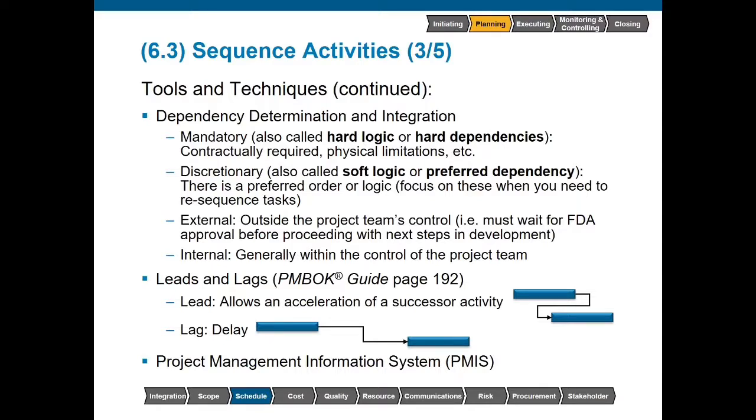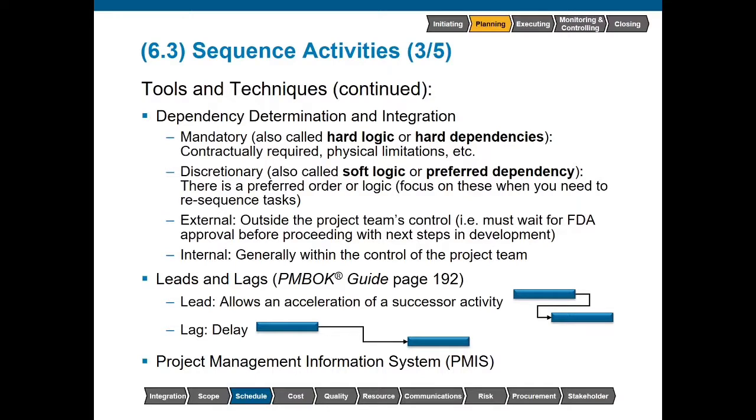A discretionary dependency is a little bit different, also called a soft logic or a preferred dependency. This is where we have certain things that we want to do in a certain order. So if I had three activities, if I have to paint the wall, paint the ceiling, and replace the carpet in a room, the logical order to do it in is to paint the ceiling first, then paint the wall, and then replace the carpet.